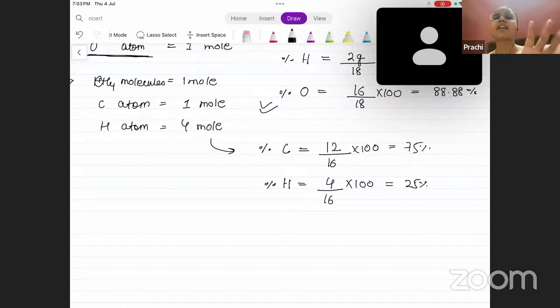In the same way, you have to do it for all the compounds that may be given to you. For example, you could be given any compound.